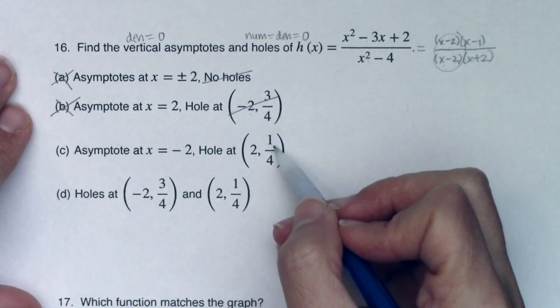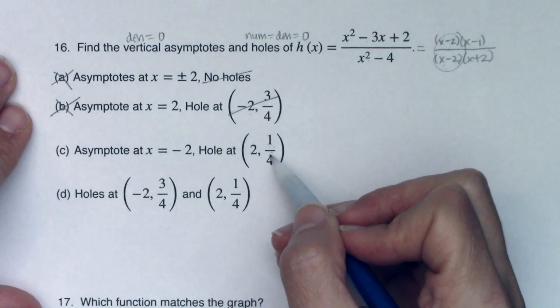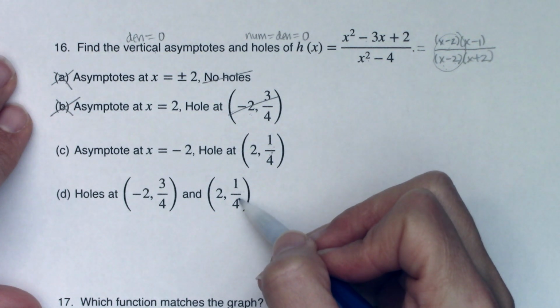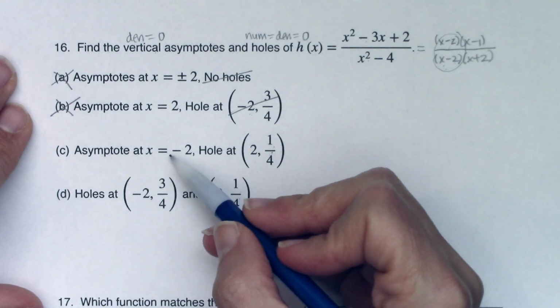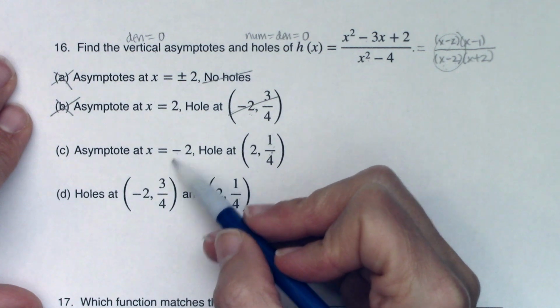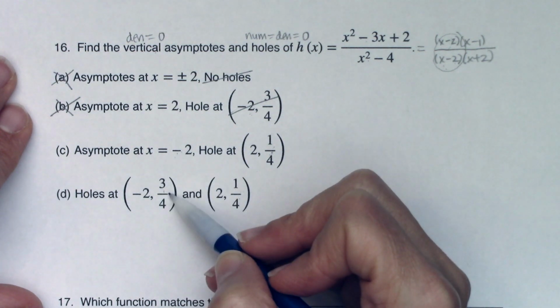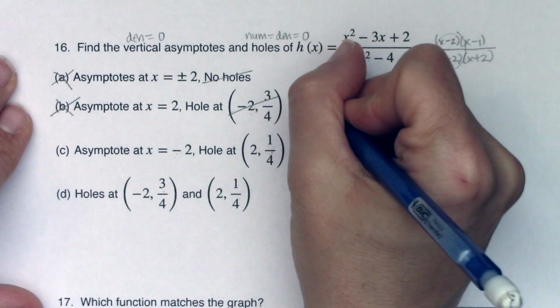But I do have to decide, it looks like I have a hole possibly at (2, 1/4). We'll talk about that in a moment. And I need to decide, do I have a hole or an asymptote at negative 2? All right, so let's finish off with the hole.